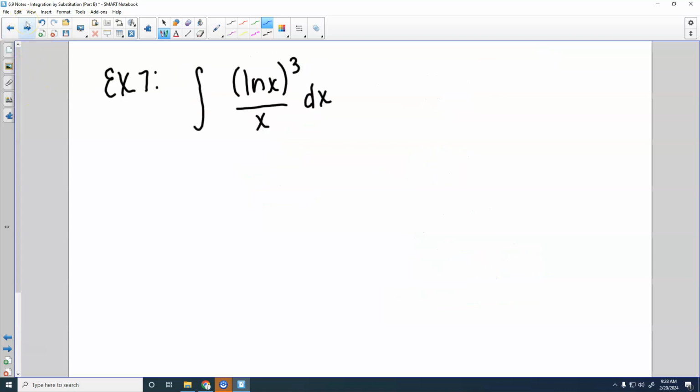I guess they could. Alright, look at this one. What should you be for this one? If x is our u, du is just dx, right? What are we going to do with that natural log to the third on the top? You cannot just throw it away. You cannot just drop the log.